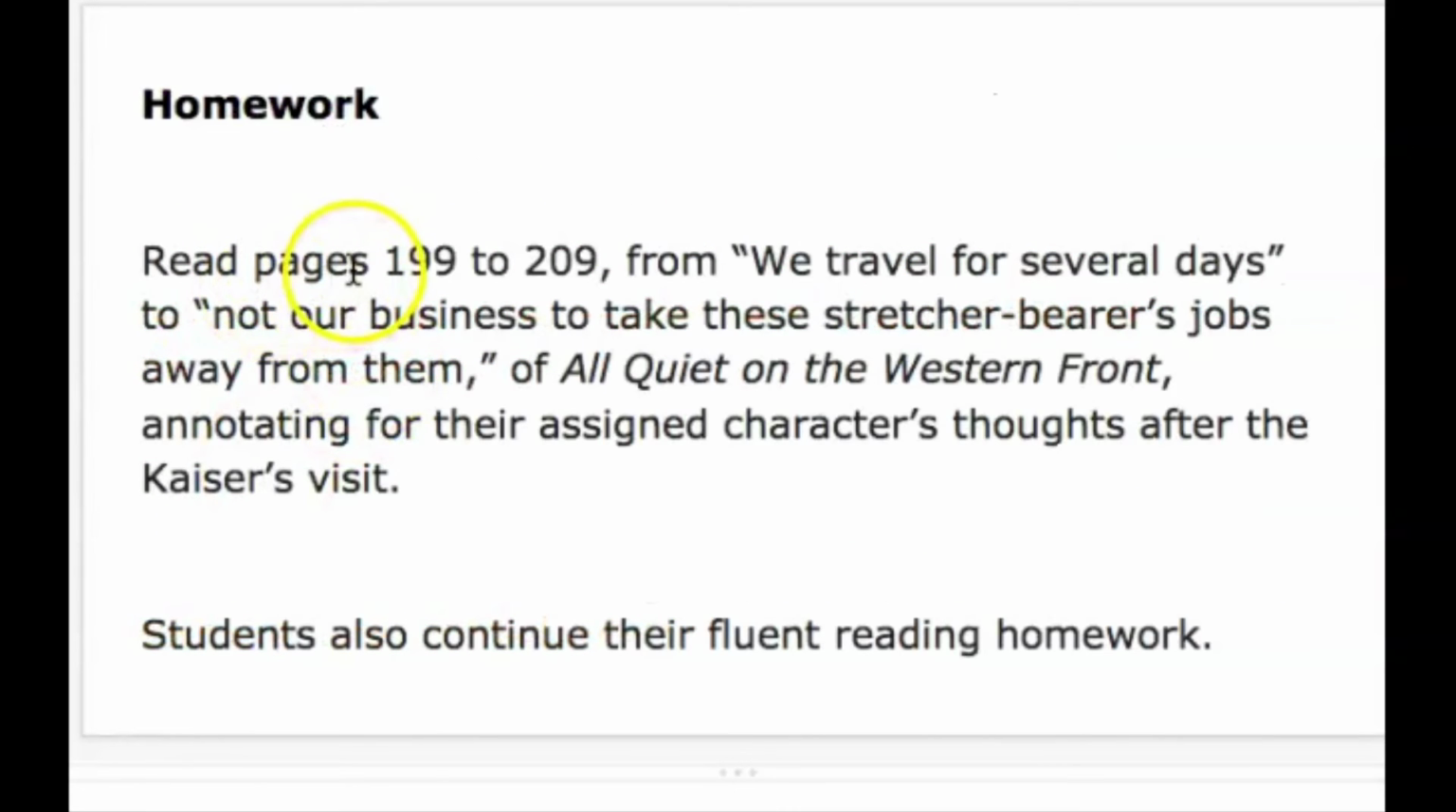For homework, I want you to read pages 199 to 209 and annotate for your assigned character's thoughts after Kaiser's visit.